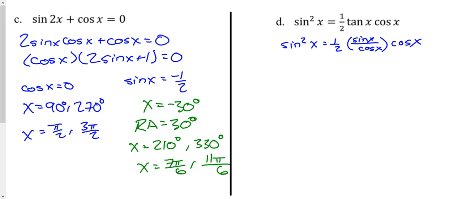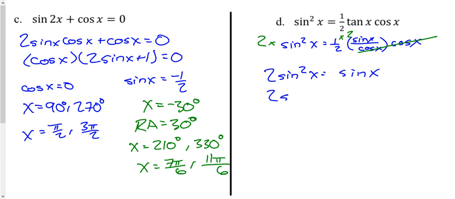Of course, I see numerator, denominator, cos x, those are just going to cancel out. And I'm going to get rid of this fraction by multiplying by 2 to both sides. So let's quickly clean up and see what we get. Right now we get 2 sine squared x equals, that 1/2 goes away because we multiplied it by 2, just sine x. Okay, now we have everything in terms of just one trig function. That's perfect. I'm going to move that sine x over.